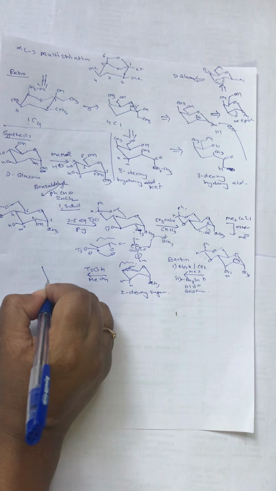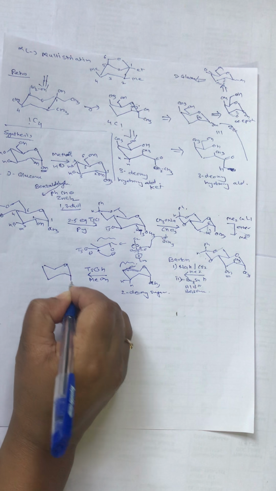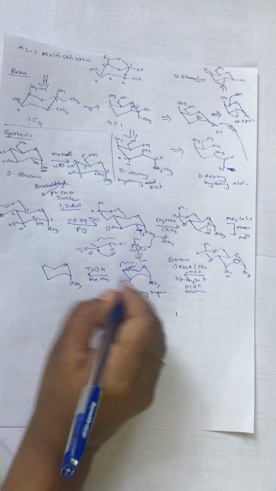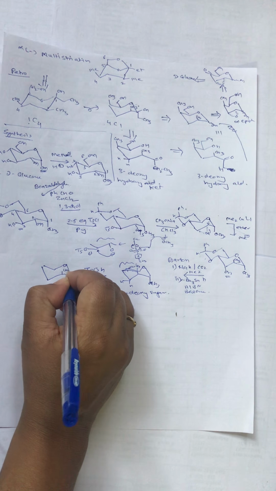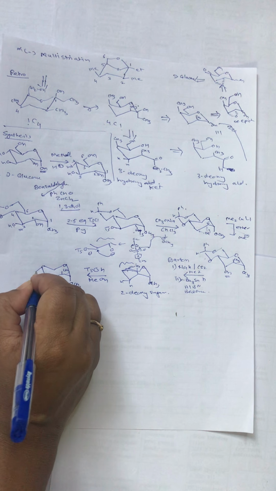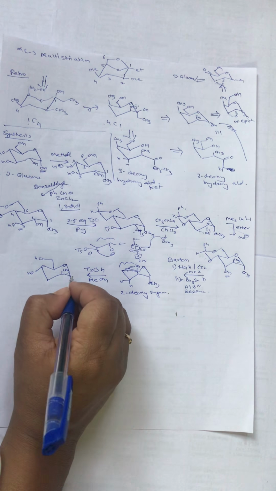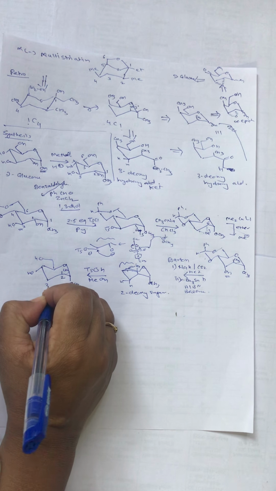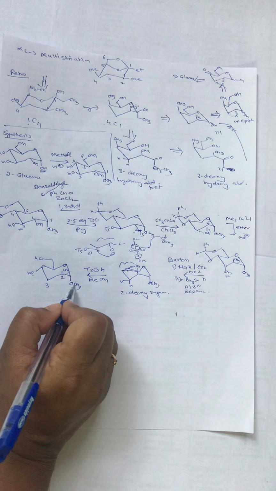So we will get the ring where this is OCH3 as it is, this CH3 is there, now this is H and this is OH and this is another OH. So now you can see we have converted carbon number 2 and 3 in the required form. We are left with carbon number 4 and 1.